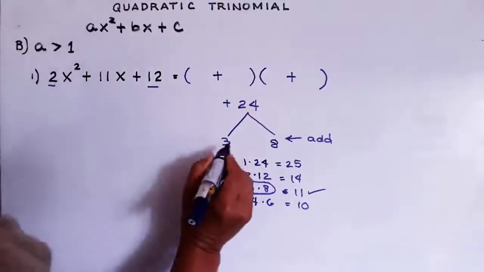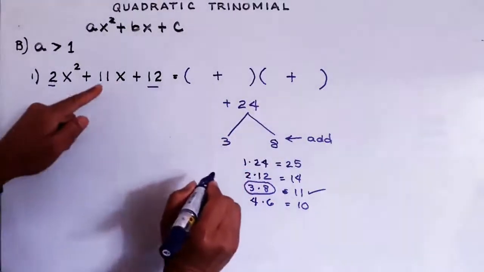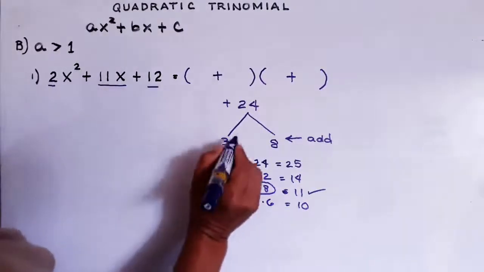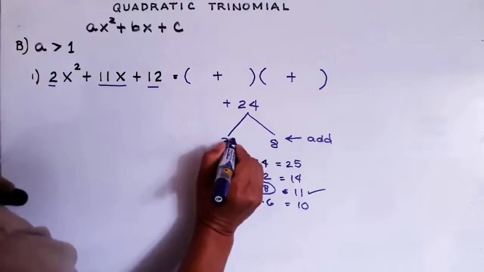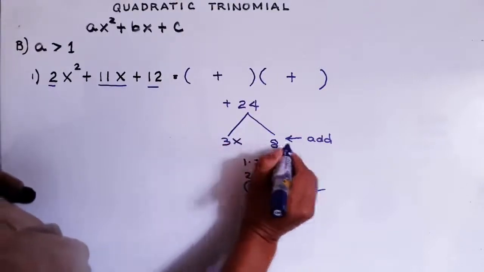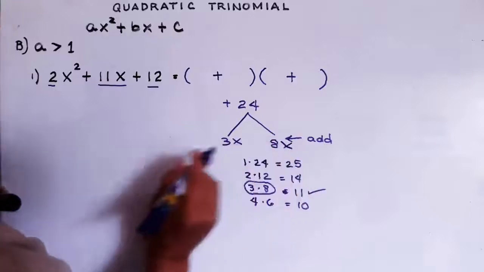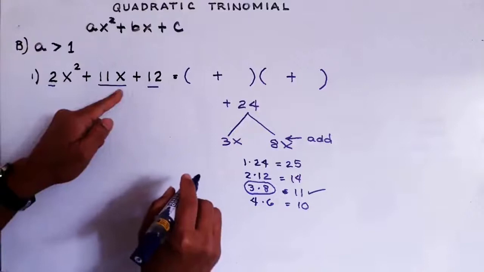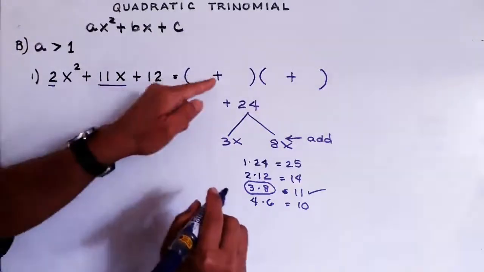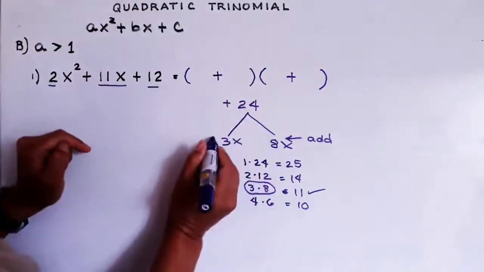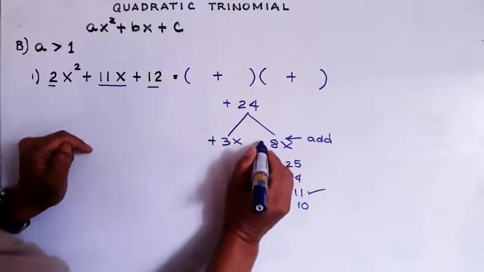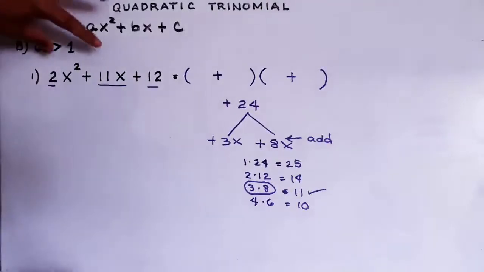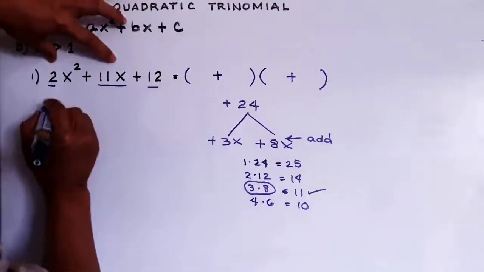So here class, we will replace this 11x. Therefore, we are going to put the x here and the x here because we are going to replace this 11x. And what is the sign? The sign must be positive. So this one is positive 3x and this one is positive 8x. Okay, let's go up here.